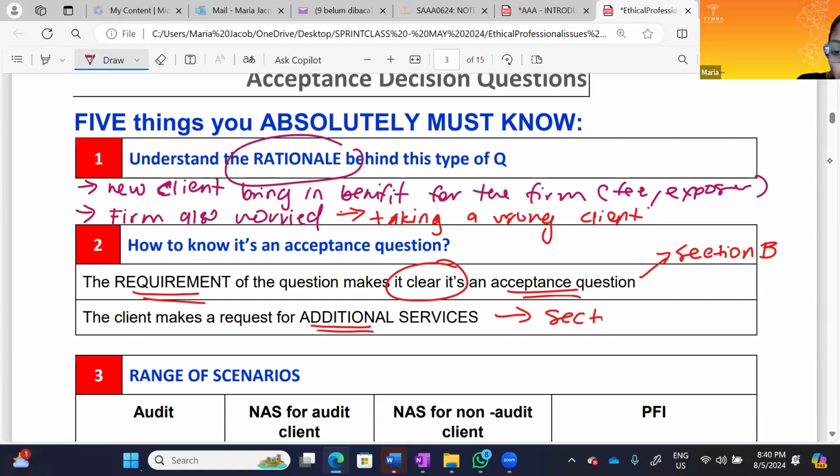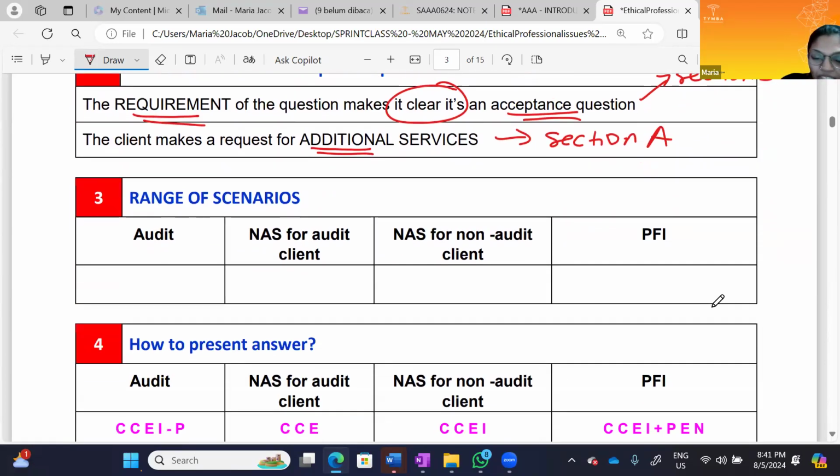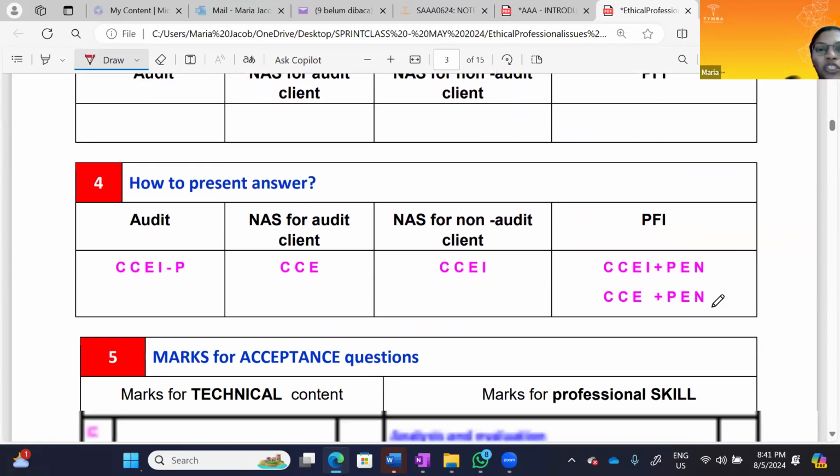Additional service means it will be in section A. Why? In section A, you are already an auditor, so they might ask you to consider additional service. But if it's in a section B question, it might be a totally new client that is requesting you to provide a service. So it can be examined in section A or B. Now let's go and see how you want to answer your question.